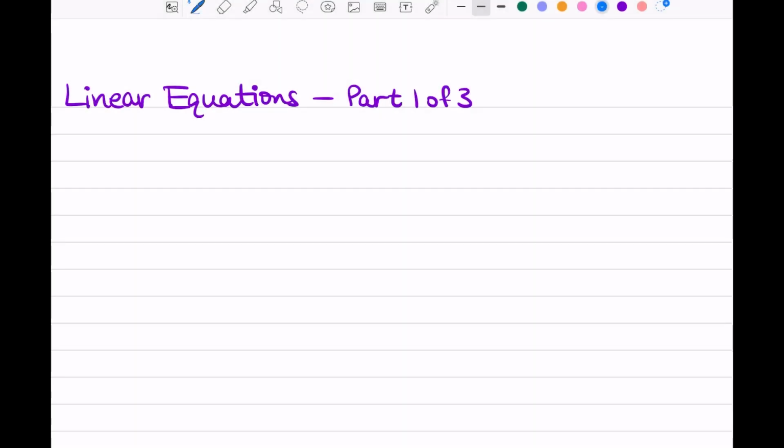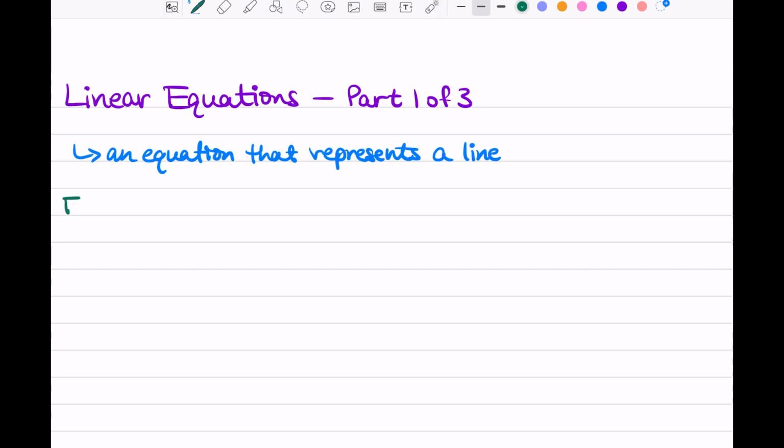Now that we've talked about what an equation is, we're going to talk about linear equations. So, what is a linear equation? It is an equation that represents a line. An equation that represents a line.